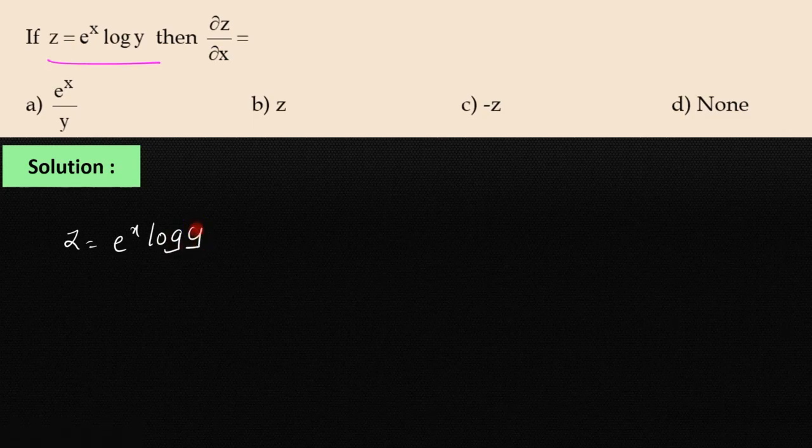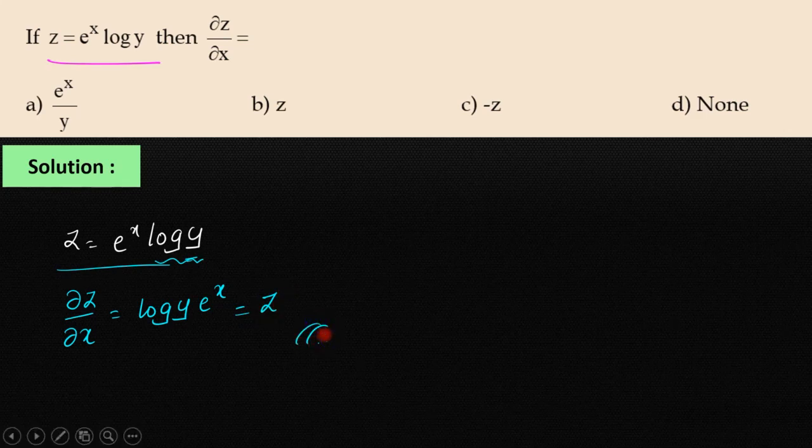Now partially differentiating with respect to x, we get dou z by dou x is equals to, here partially differentiating with respect to x, so y is constant, so here log y is constant. Log y into differentiation of e power x is e power x is equals to z. Therefore, the answer is option B.